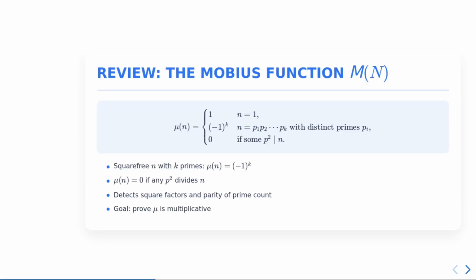Before proving anything, we recall how the Möbius function is defined. It sends 1 to 1, sends a product of k distinct primes to -1 raised to the k, and sends any number that has a repeated prime factor to 0. So mu has two jobs at once. It detects the presence of a squared prime factor, and for square-free numbers, it records whether the number of prime factors is even or odd through the sign. Right, so numbers like 6, which is 2 times 3, get mu of 1, while something like 4, which is 2 squared, gets mu of 0 because of the repeated prime.